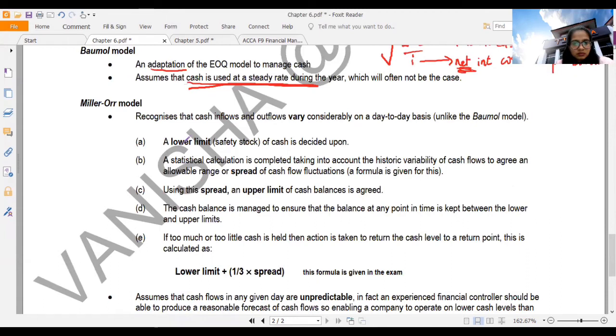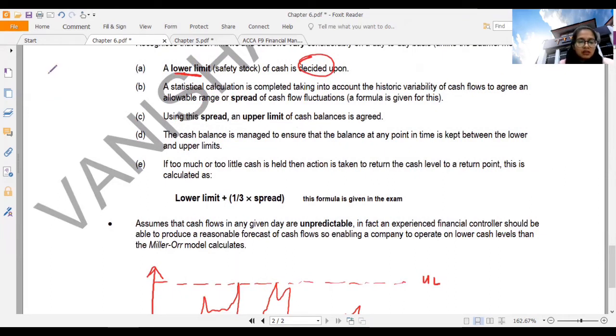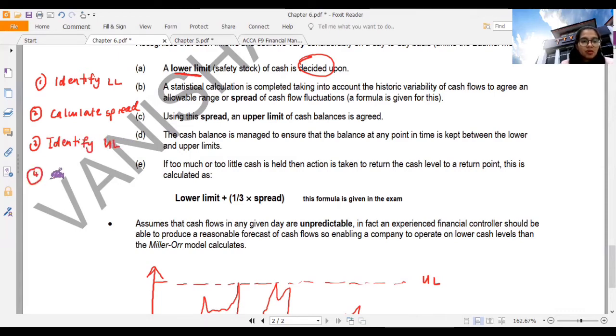So here, the lower limit of cash is decided upon. You must ensure you have the lower limit because that is the minimum amount that you will spend, right? Now, to do the question relating to the Miller-Orr model, I actually have 4 steps, right? What are my 4 steps? Step number 1, identify lower limit. Step number 2, calculate spread. Step number 3, identify upper limit. And step number 4, calculate your return point.